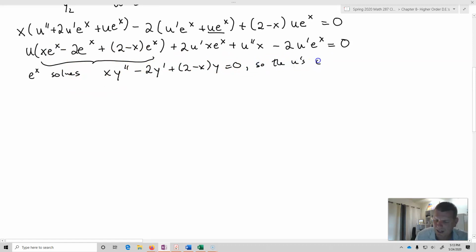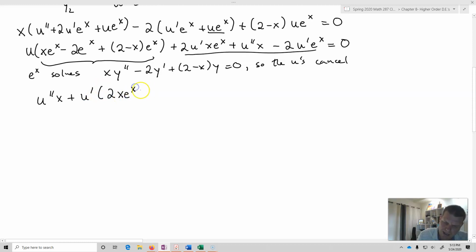And that's actually what's going to happen every time here. Okay, so all the u terms are going to cancel. And what we're going to be left with is the rest, this portion right here. Okay, so that's going to be u double prime x plus, and then I'm going to take u prime, and that'll be 2x e to the x minus e to the x.